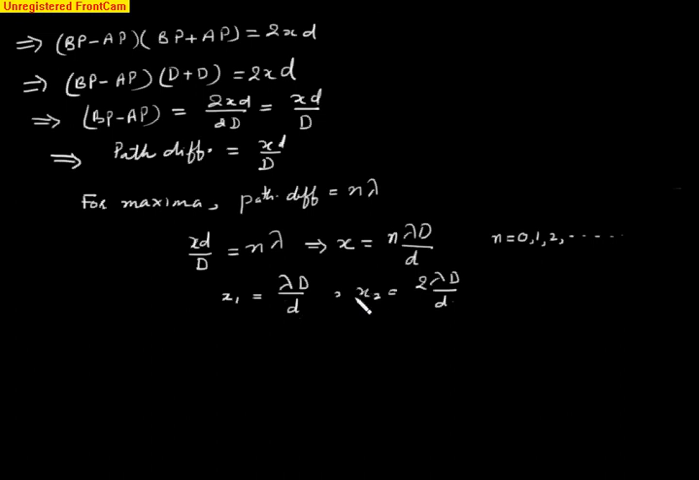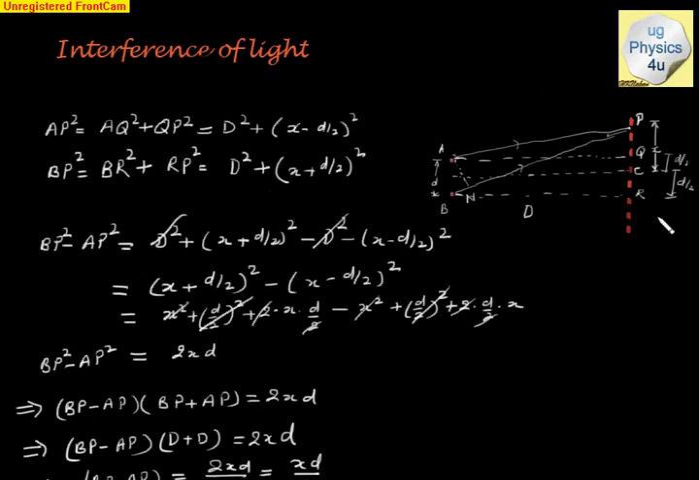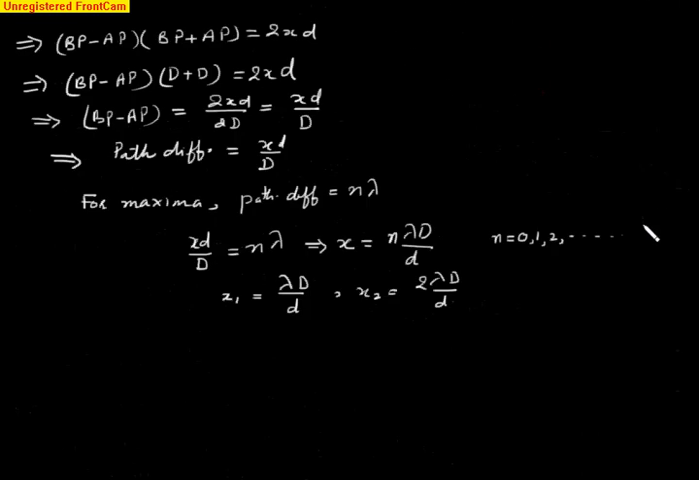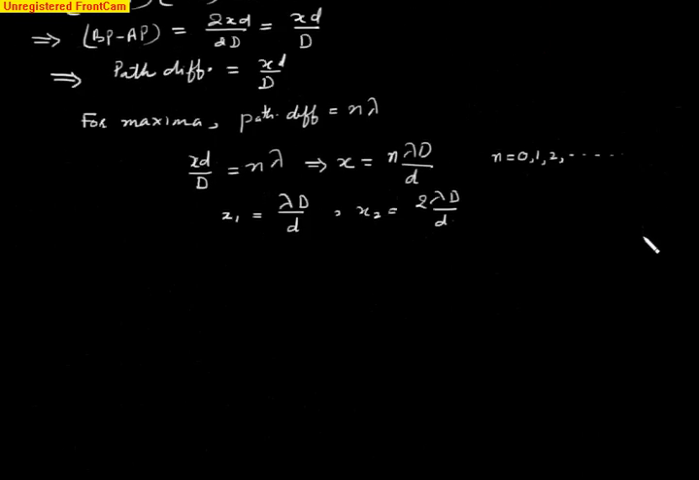bright points, that means this is the central maxima, this is the first one and this is the second one. So we can find the distance between these two, because only if the distance is significant can you find these two bright points separate; otherwise they will just mix together and you will get a general illumination. So for that, let us find the difference between these two bright points, which is called fringe width.